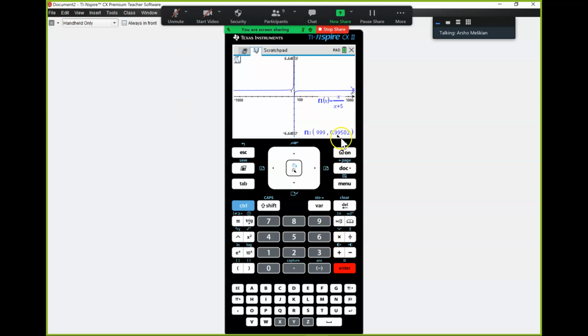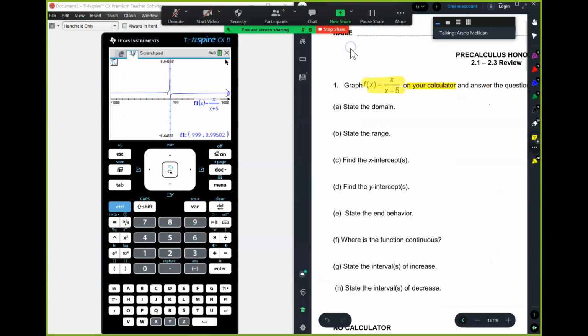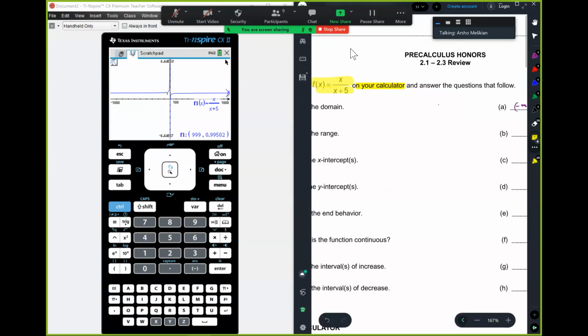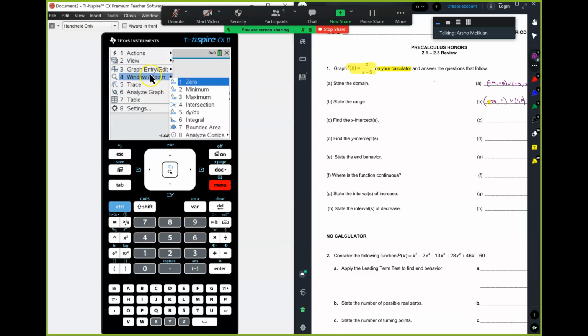So right at the edge there, look at the y value. It's about a 1, right? So it looks like this can never equal y equals 1. So the range is everything except for y equals 1. Now, later in this chapter, we're going to learn how to do this analytically, by algebra. But right now, this is a good enough approximation. So -infinity to 1, 1 to infinity, okay?